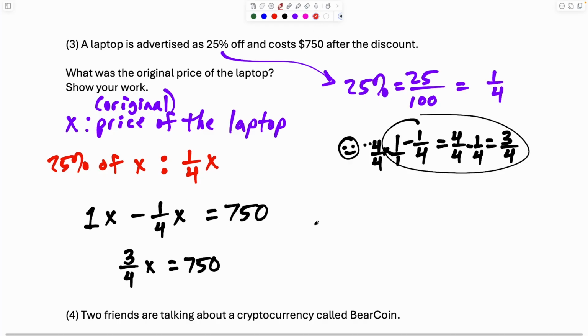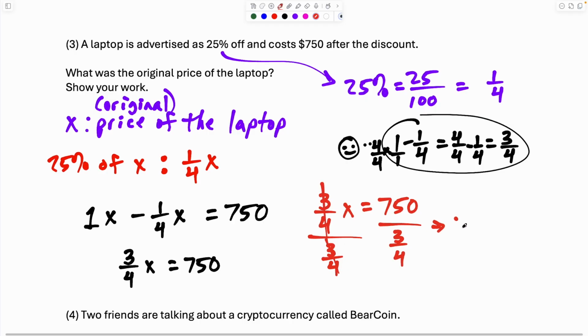But now when I want to solve this equation, I have 3/4 x equals 750. To get rid of times 3/4, I'm going to divide both sides by 3/4. So I could divide left side and right side by 3/4, so these terms cancel out. And now when you divide by a fraction, you could use the technique keep, change, flip. So I'm going to keep 750. I'm going to change the operation from division to multiplication. And then I'm going to flip the bottom fraction to 4/3. And now I just have to simplify here.